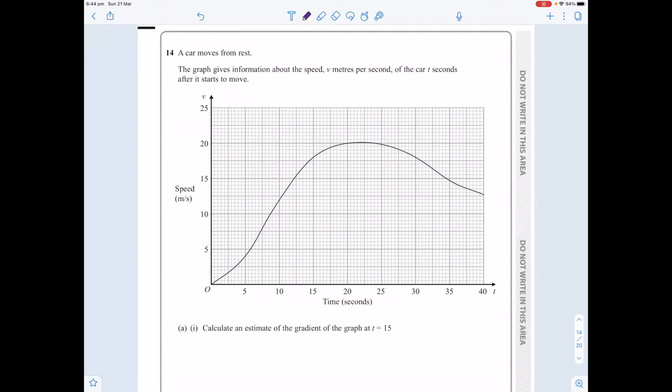All right, so we move on to question number 14 now. A car moves from rest. The graph below gives information about the speed v meters per second of the car t seconds after it moves. Calculate an estimate of the gradient of the graph at t equals 15.